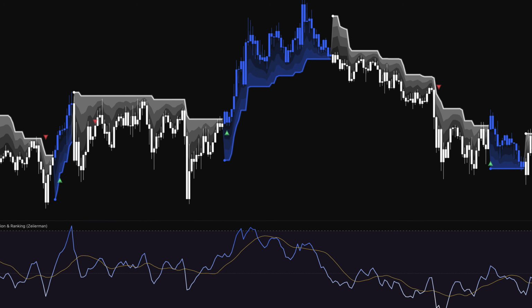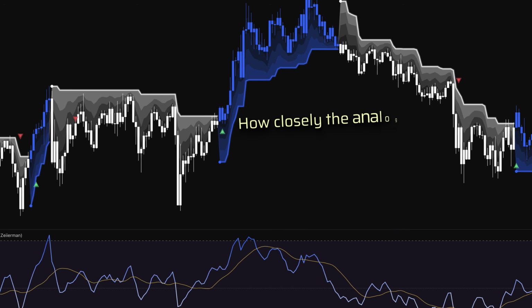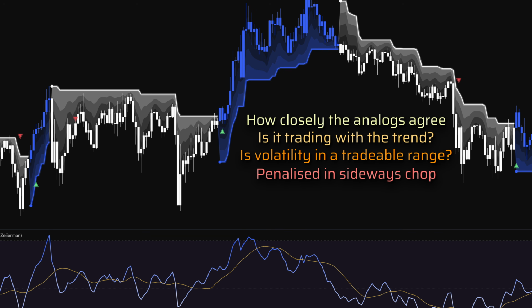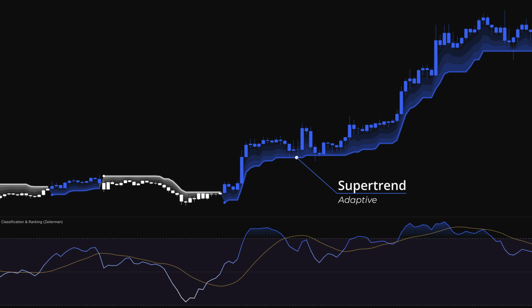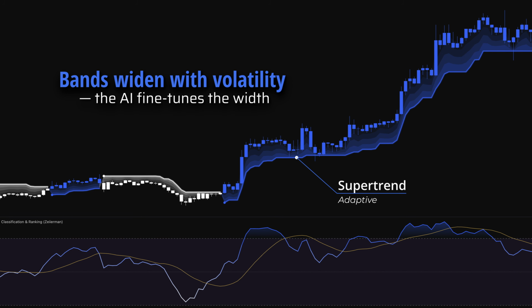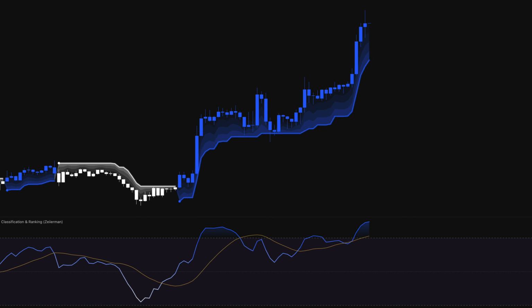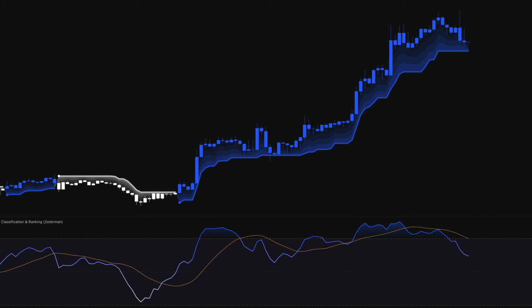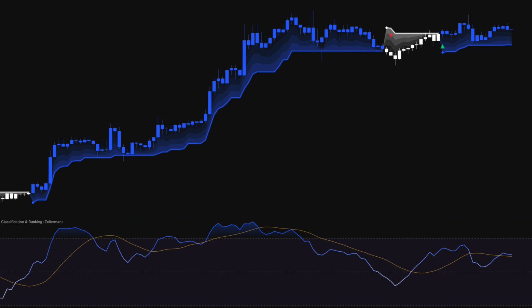What lifts it above the others is the gating. A signal only fires when both a rank score and a confidence score clear your thresholds, and those scores blend analog agreement, how tightly the matches cluster, trend alignment, volatility health, and a chop penalty. There is also an adaptive supertrend whose bandwidth tightens when the engine is confident and widens when it is not. It can run close to standalone given how much filtering sits between a raw analog read and an actual printed signal, though the author clearly intends the trend gate and volatility band to keep it disciplined.